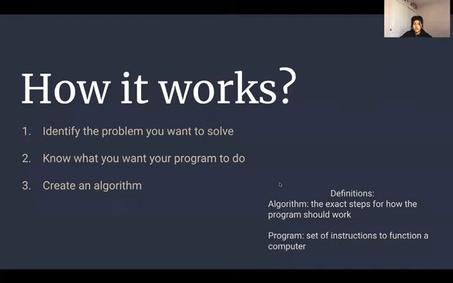How does it work? These are the three most crucial steps in order to have a correct program working. Identify the problem you want to solve, know what you want your program to do, and create an algorithm. One common failure is that a program doesn't solve the right problem people really need. So it's important to identify the problem in order to write a set of instructions for it.